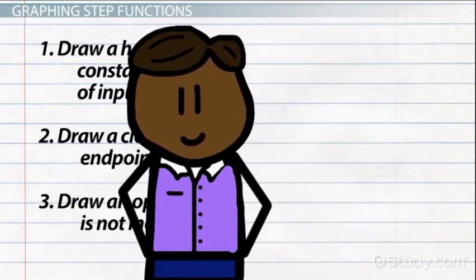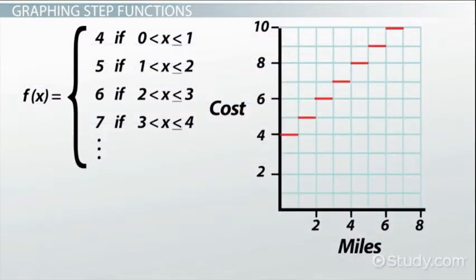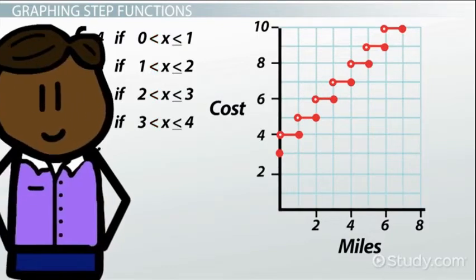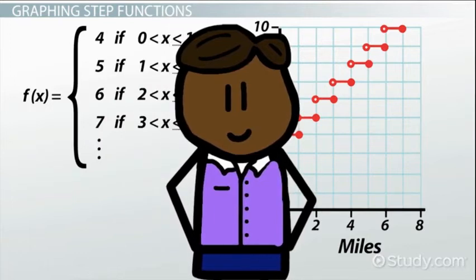Let's graph our taxi function. First, we draw our horizontal line segments at each cost for the interval of miles that it corresponds to. Next, we'll draw in our included endpoints with a closed circle. Lastly, we draw in the endpoints that are not included using an open circle. Wow, that really was quite easy. And now we have a graph of the step function representing our taxi's fee structure.